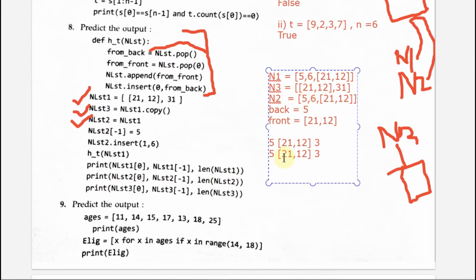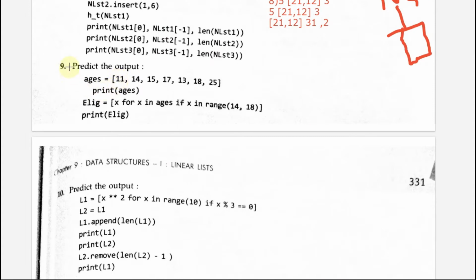N3. So here I'll be having 21, 12 as the first value, because no changes have been done. And then 31 as the last value, comma, the length is nothing but 2. This is the answer for the 8th question.